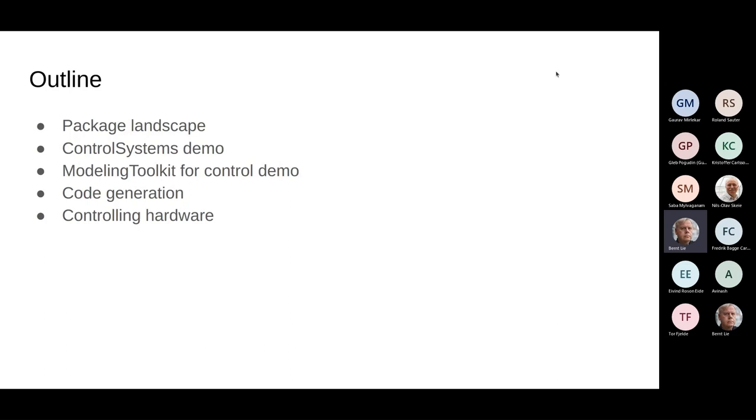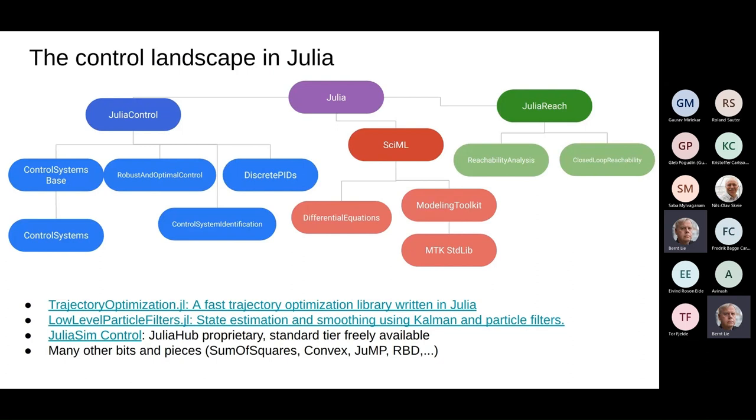All right, we have a landscape of control packages in Julia. I hope it's legible for everyone here. On the far left, in blue, we have the JuliaControl GitHub organization. It's open source. Everything is freely available under the MIT license. The main package is called ControlSystems, but there is also something called ControlSystemsBase, which is a lighter weight package that has fewer features, but is significantly faster to load.